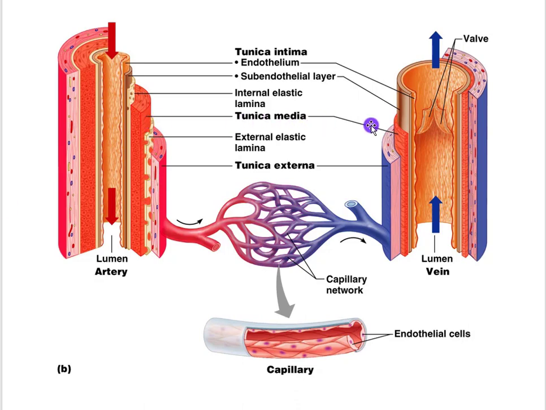Tunica media is the next layer, and that is made up of muscle. What kind of muscle is it made up of? You know that there are 3 muscle types: cardiac muscle, skeletal muscle, and smooth muscle. The tunica media is made up of smooth muscle in both arteries and veins.